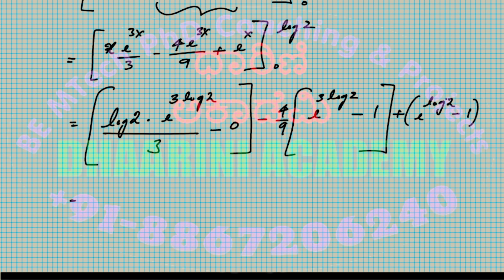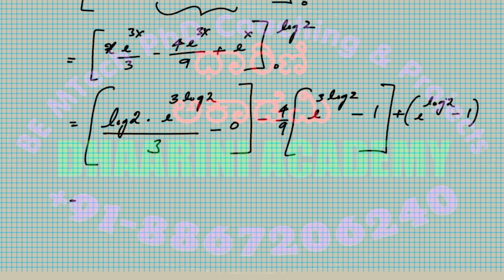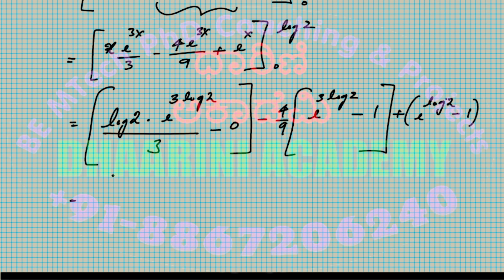So how do we simplify this? So e to the 3 log 2 is e to the 3, and we have e to the log 2, so it will cancel, it is simply 2, correct? So there is a log 2 as it is, we'll split this. So this is log 2 into e to the 3, correct, into e to the log 2, whole divided by 3. Okay, there is an easier way.